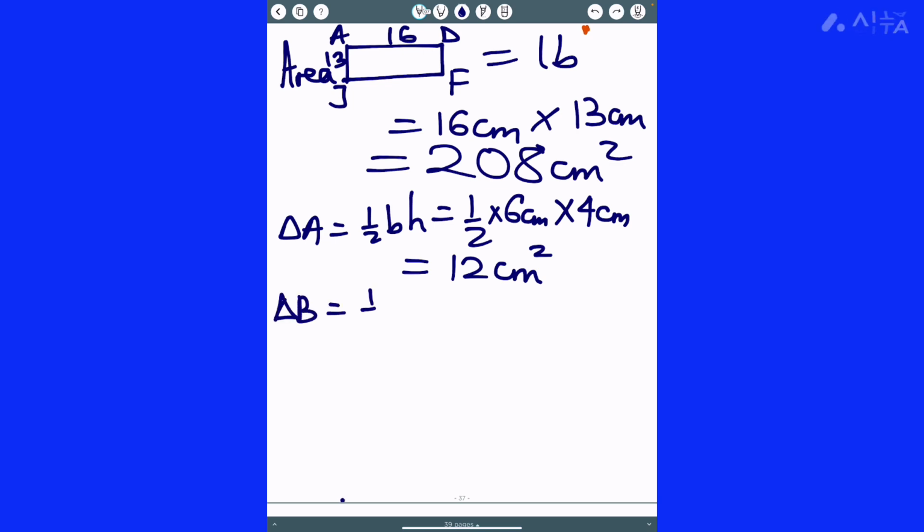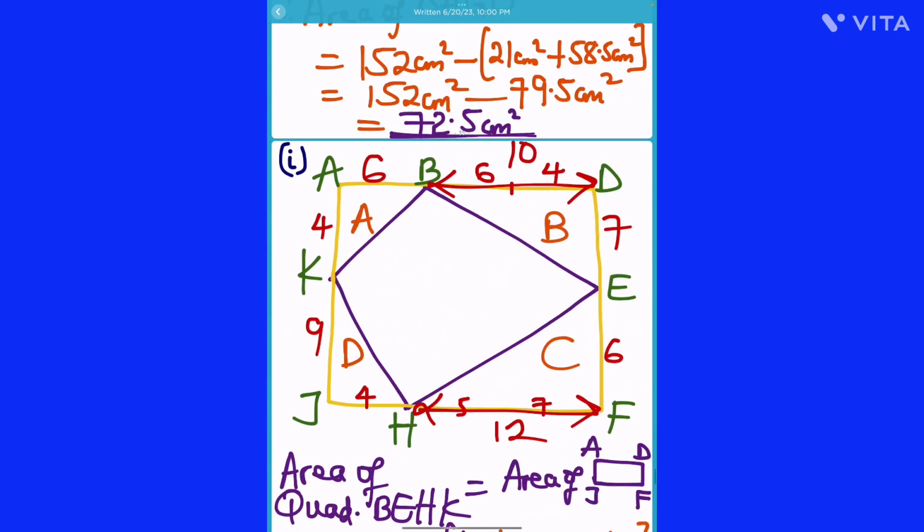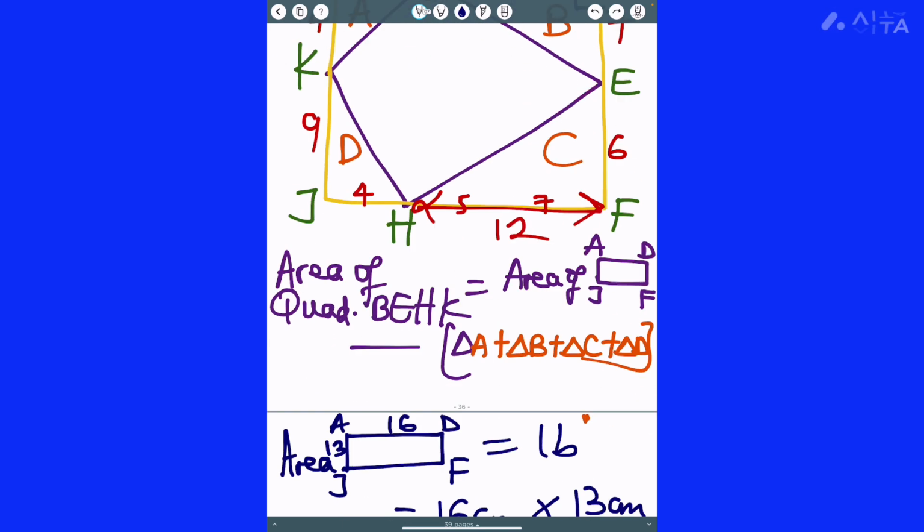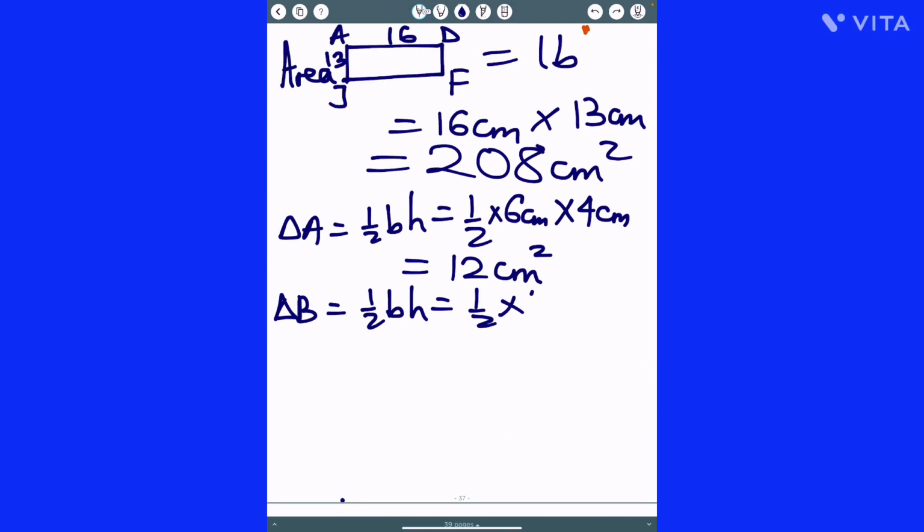Area of triangle B is also half base times height. That's half times, what's the base of triangle B? The base of triangle B is 10 here, and the vertical height is 7. If you like, you can take this as the base and this as the perpendicular vertical height. Any one of the two can be base or height. So that gives us half times 10 times 7, which is 5 times 7, 35 centimeters squared.